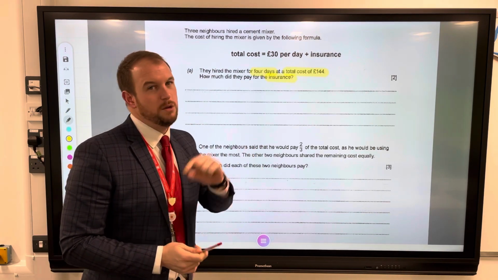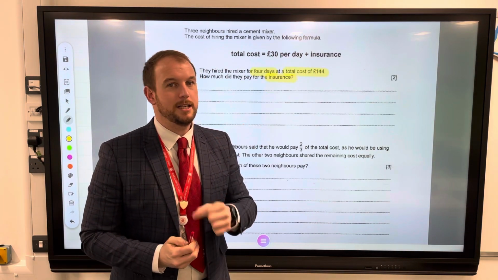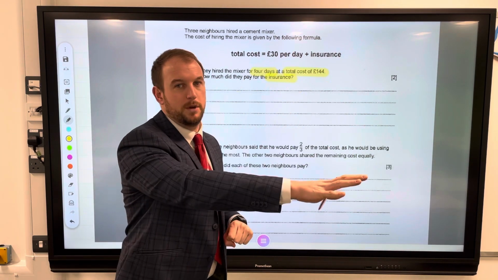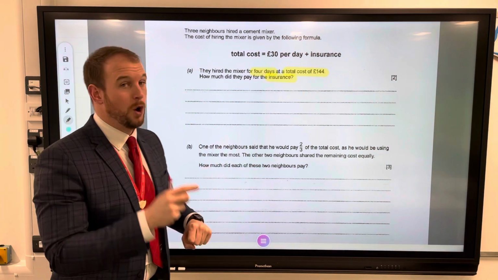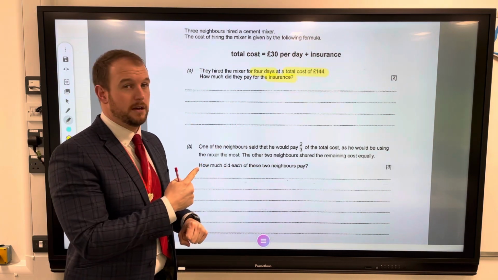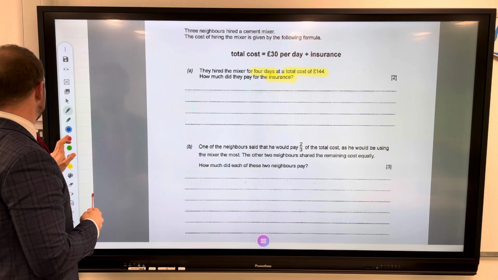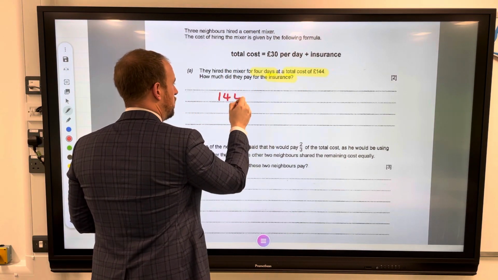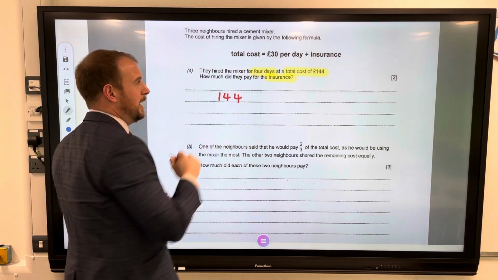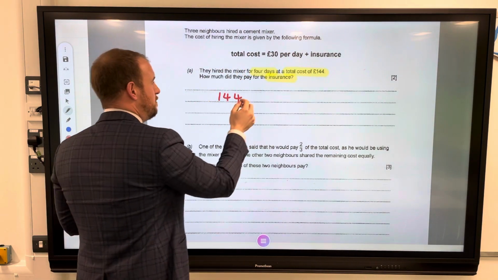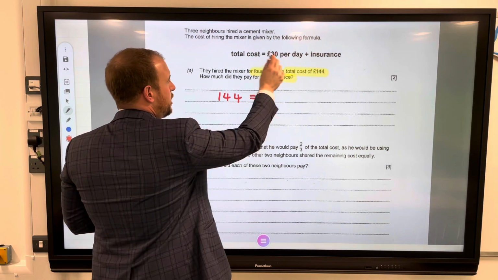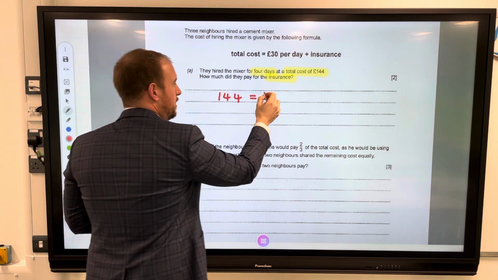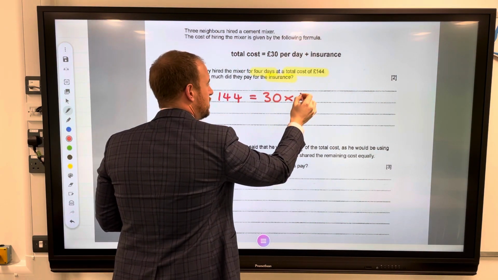But now we're going to use a skill called substitution. Exactly the same as watching sport: substitute someone that's come off the field, replace them with someone else. So basically, we're going to put some numbers into that. If I've got total cost first, we know the total cost is £144. So I have taken out the words and replaced them with numbers. £30 per day, but we have 4 days, so this will be 30 multiplied by 4.